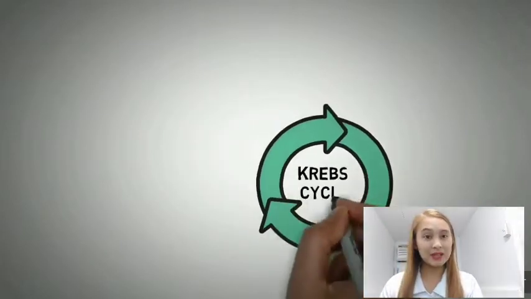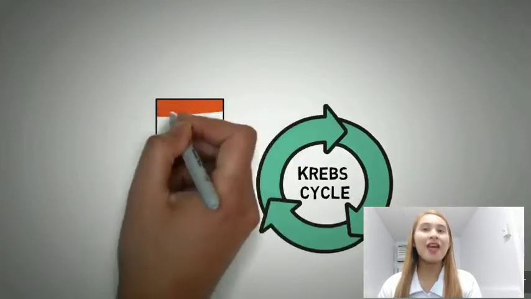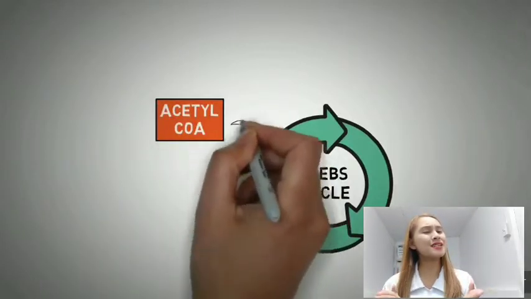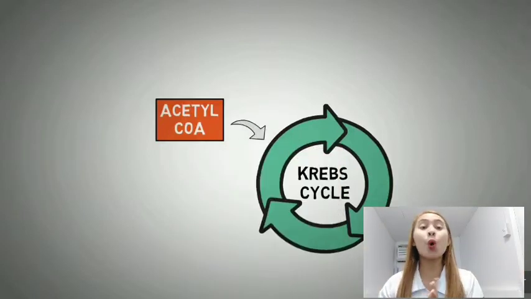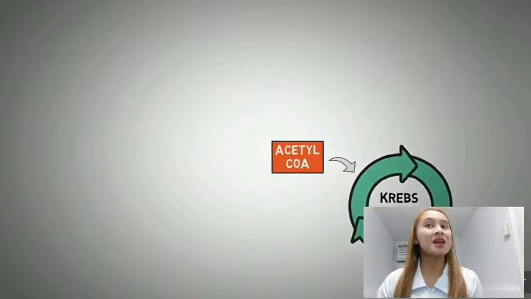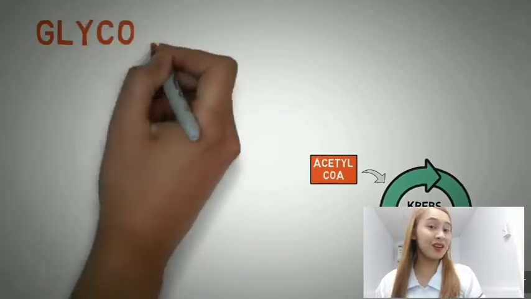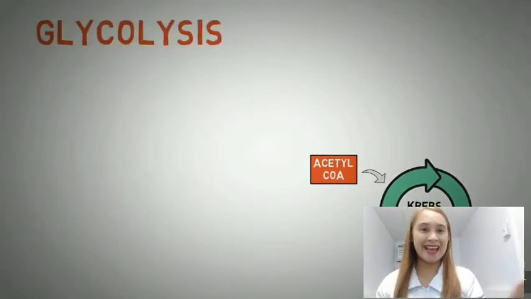So this is the process of the Krebs cycle. The Krebs cycle begins with a molecule known as acetyl-CoA. But the question is, where does this acetyl-CoA come from? And what is the role of this in the Krebs cycle? So let us go back to the pathway that we have discussed earlier, which is glycolysis.